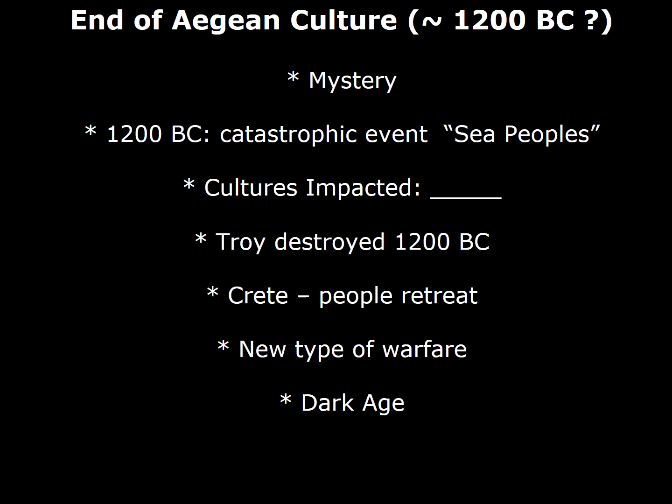Now, nobody knows the identity of the sea people. Were they Phoenicians? Were they the Vikings? We don't really know who they are. But what we want to figure out is, how is it that this group of people can create chaos? How is it that they can destroy cities? How is it that they can destroy powerful rulers?